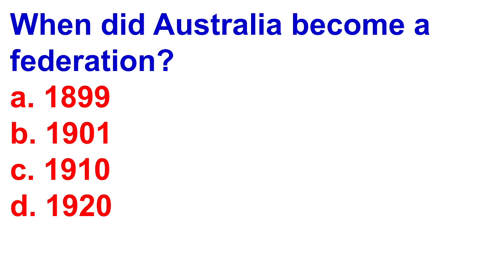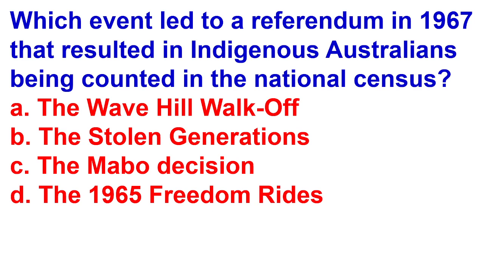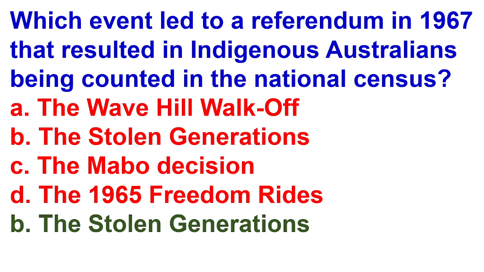When did Australia become a federation? A. 1899, B. 1901, C. 1910, D. 1920. Answer: B. 1901. Which event led to a referendum in 1967 that resulted in Indigenous Australians being counted in the national census? A. The Wave Hill Walk-Off, B. The Stolen Generations, C. The Mabo Decision, D. The 1965 Freedom Rides. Answer: B.